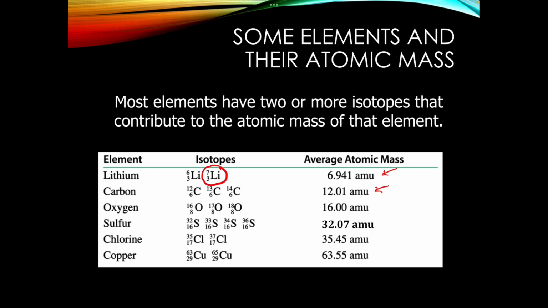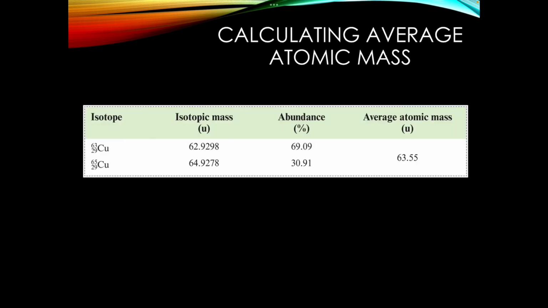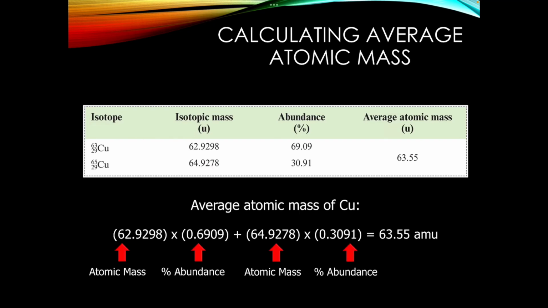Same thing with carbon, right? Do you see that's almost 12? That means the most common isotope of carbon is 12, and isotopes with a mass of 13 and 14 are less common. Okay. All right, so let's figure out how we do this calculation.